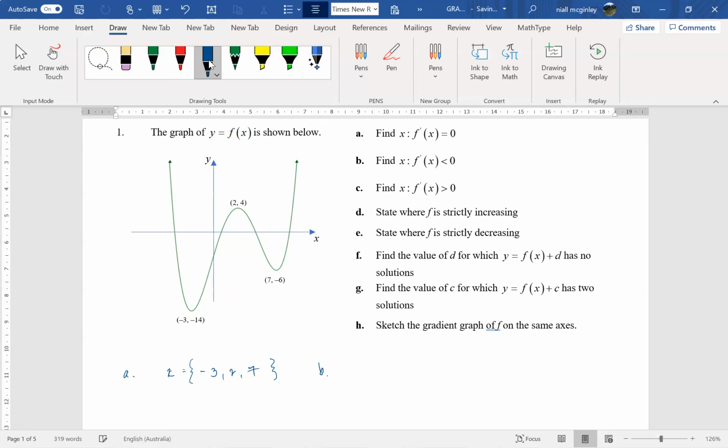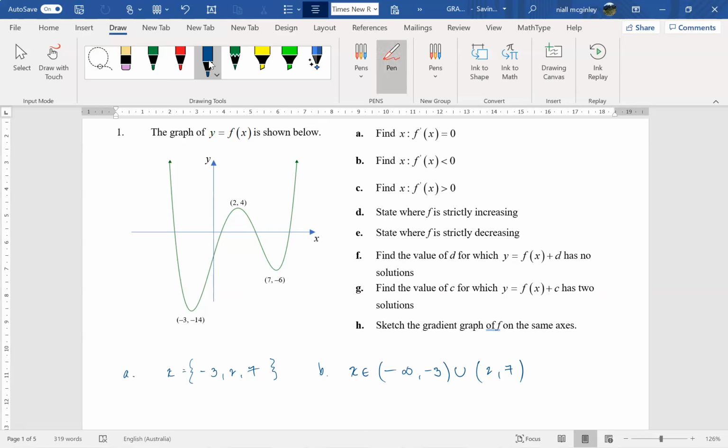Alright, so where the derivative is less than 0, so where the gradient's less than 0, we're looking at this section here. This section is going to be -infinity up to -3. We do not include -3 because the gradient is 0 there. Then you see the other section where it's a negative gradient is going to be from 2 to 7, not including these values because we know that that's where the gradient is 0.